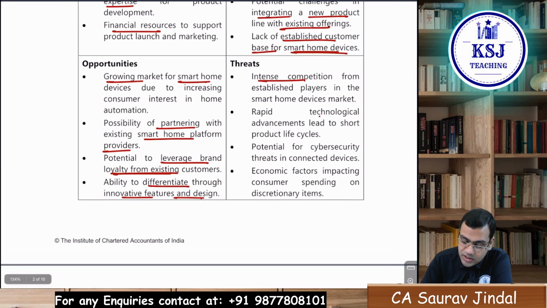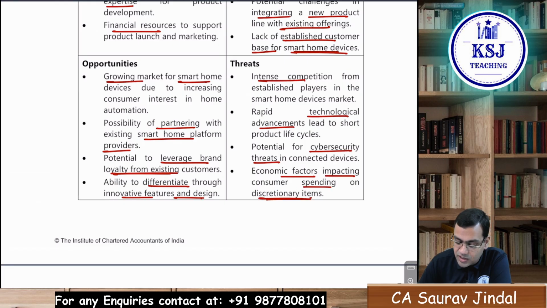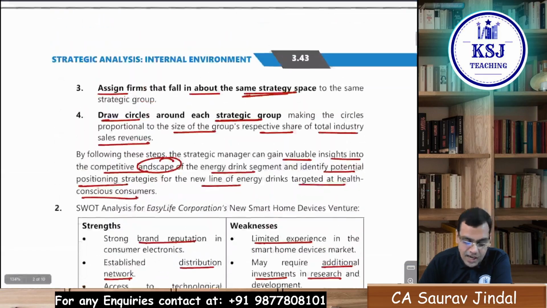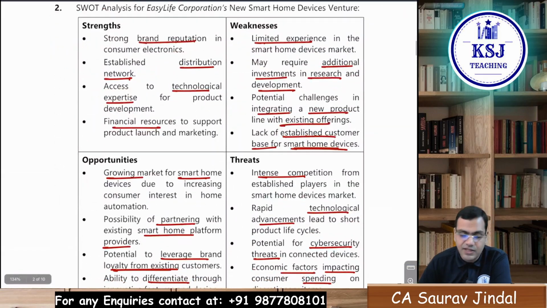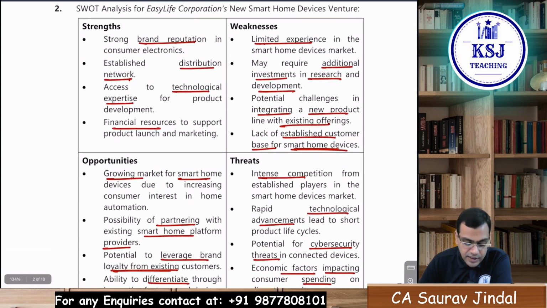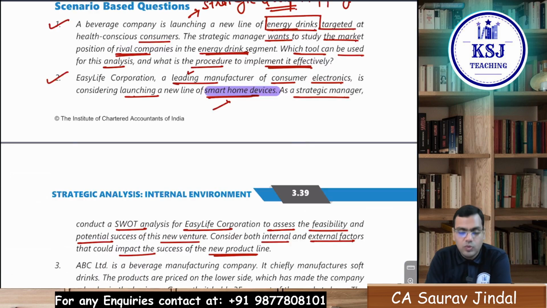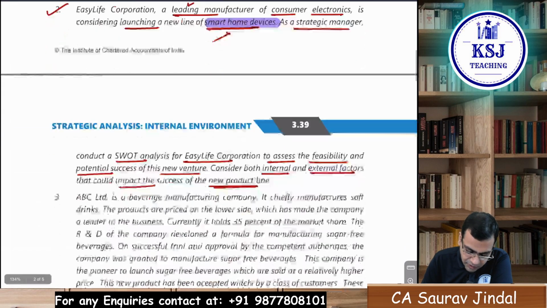Rapid technological advancements might be there. Potential for cyber security threats and economic factors impacting the consumer spending on discretionary items. So these are the few threats that they might face. Clear. So this is the SWOT analysis with regard to this particular industry, which is going to start with the smart home devices. Clear. Let's come to question number 3.